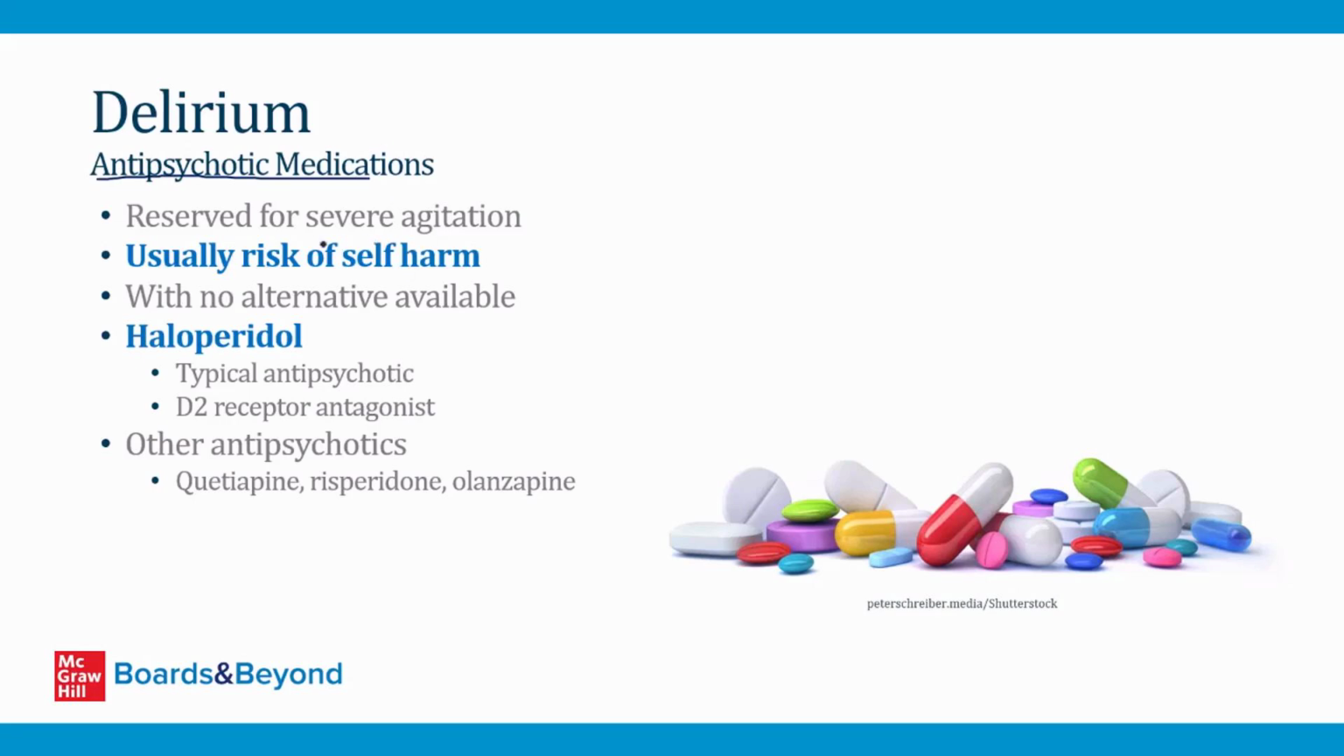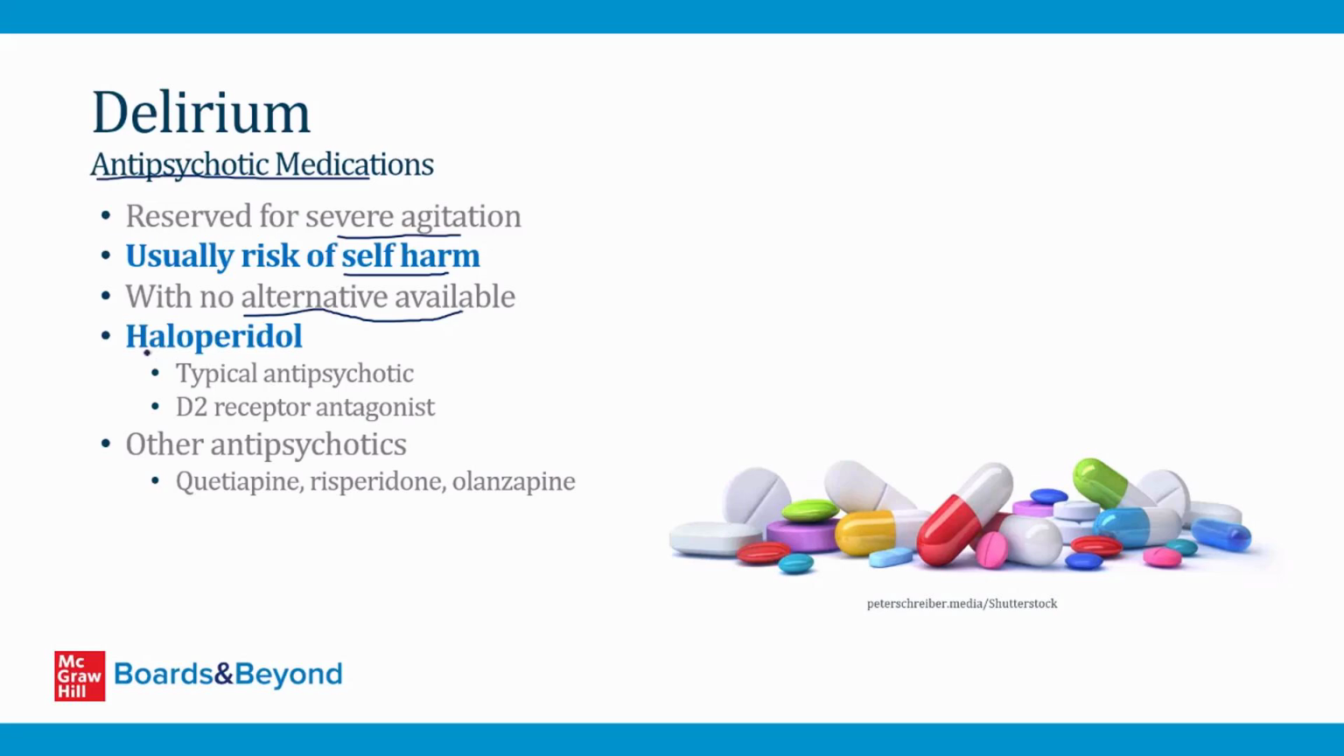Usually the patient has to display severe agitation, and usually there has to be a risk of self-harm. So for example, patients who are ripping out IV lines or combative with staff, that's the type of patient where you might use an antipsychotic drug. In general, there has to be no alternative available. So you have to have already tried to quiet the patient down and calm them down. And if those things aren't working and there's a risk of harm, that's when you go to antipsychotic drugs.